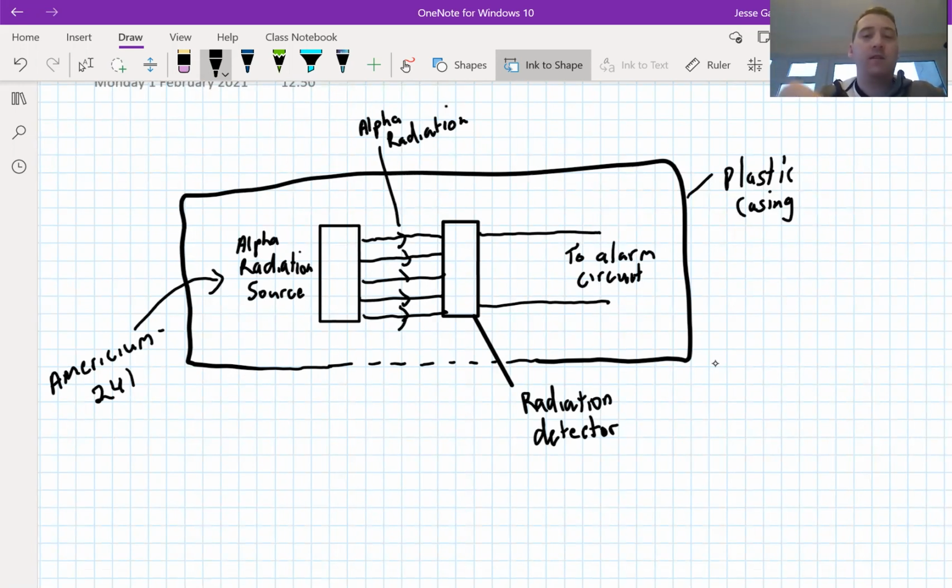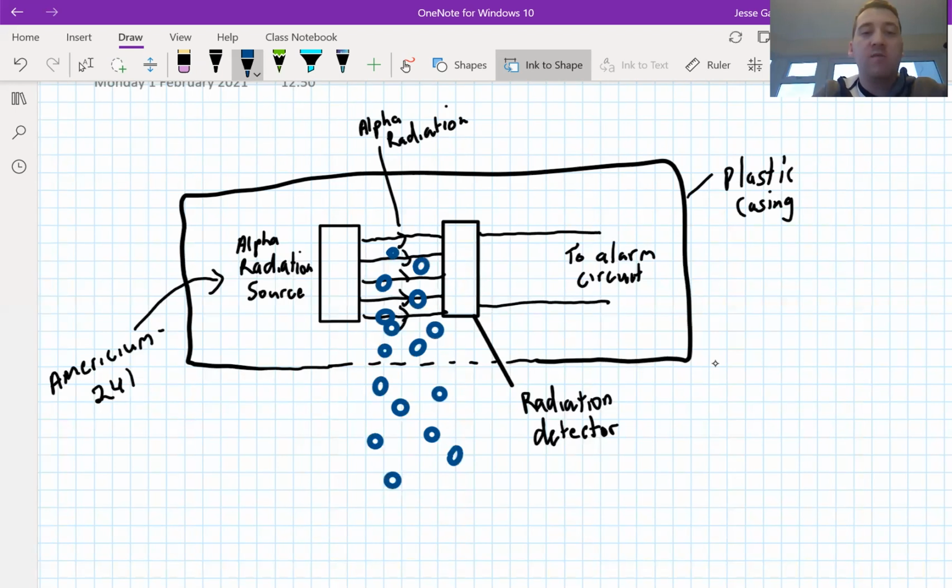So what happens is, if there's a fire and we get smoke particles, which I'm going to show in blue here, we get smoke particles coming from a fire in a home. Well, what happens is they're going to enter the fire detector. And when they enter the fire detector, they start to move between the alpha radiation source and the detector.